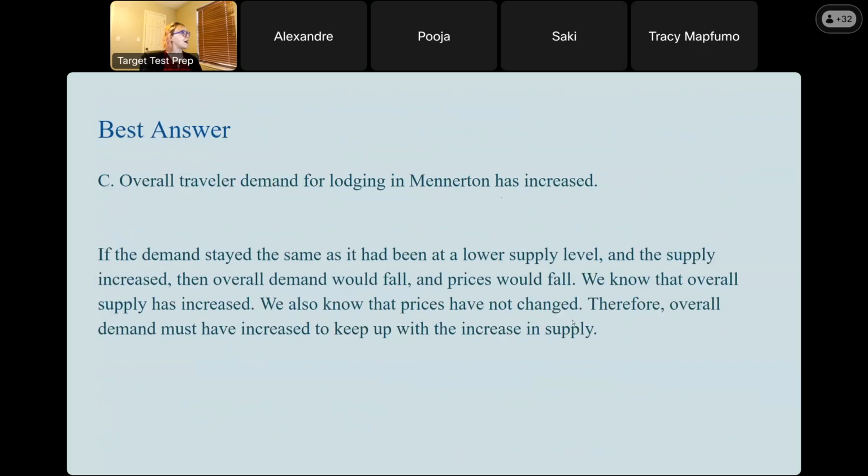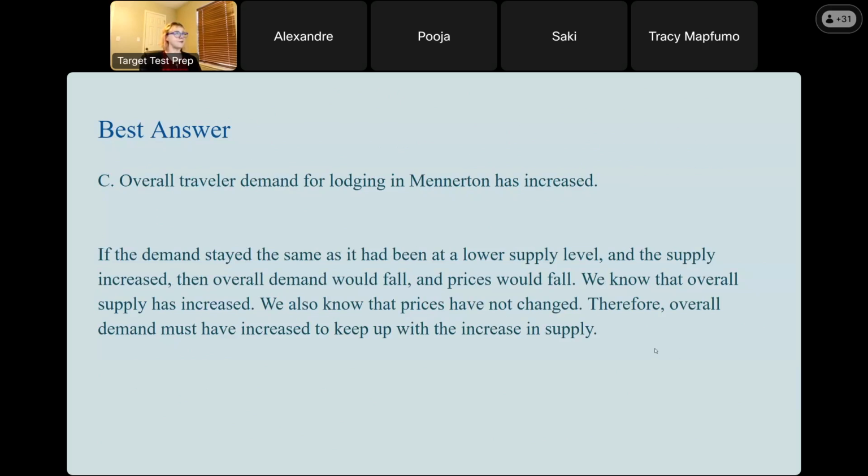So let's check our answer. Yes, if the demand stayed the same as it had been at a lower supply level and the supply increased, then overall demand would fall and prices would fall. We know that supply has increased, and we know that the prices have not changed. Therefore, overall demand must have increased to keep up with the increase in supply.